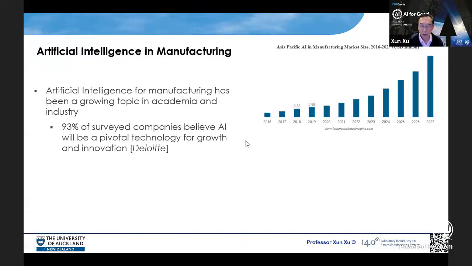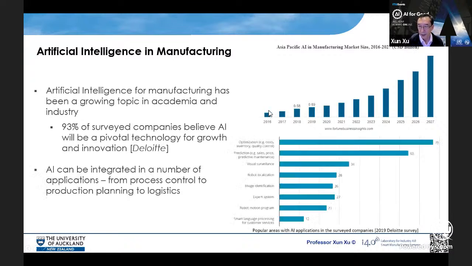This is a study from Deloitte, really, and it surveyed some of the manufacturers and academics and industry, and really there's clear recognition of AI having this impact in the growth and in innovation. But where, in which area? Well, in many different areas, and this graph is showing the areas most impacted are the areas where you have things to do with cost optimization, inventory optimization. So optimization is something that AI is very good at. It's good at doing predictions and surveillance and robot localization, image identification, expert systems, and among many others.